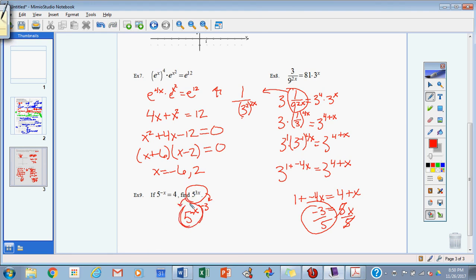Okay, well, what is 5 to the negative x? Oh, that's 4. So basically, straight up substitution, we get 4 to the negative third, which is 1 over 4 to the third, which is 1 over 64.